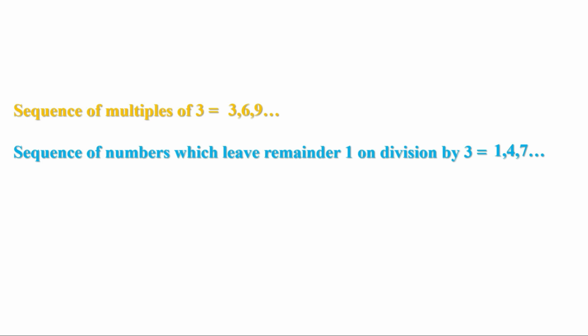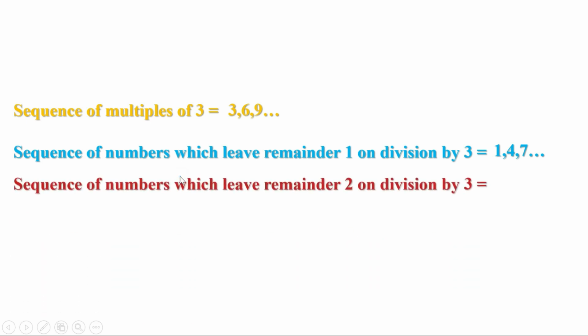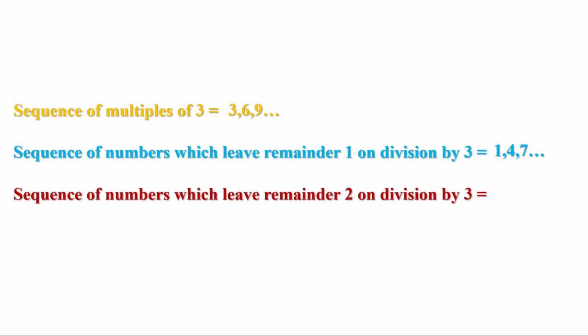Now let me take one more sequence using 3. The sequence of natural numbers which leave a remainder 2 on division by 3. We have seen this sequence also, and the sequence was 2, 5, 8, etc. Is it an arithmetic sequence? 2 plus 3 is 5, 5 plus 3 is 8. So it's also an arithmetic sequence with common difference 3. So here I have made 3 sequences using 3.